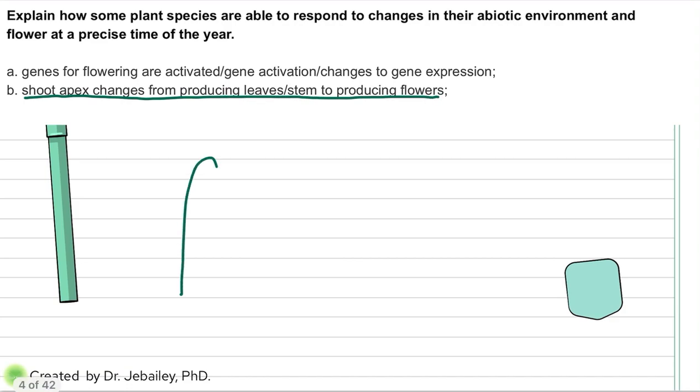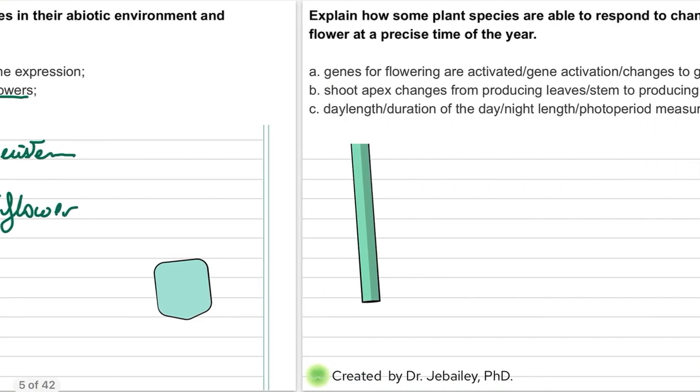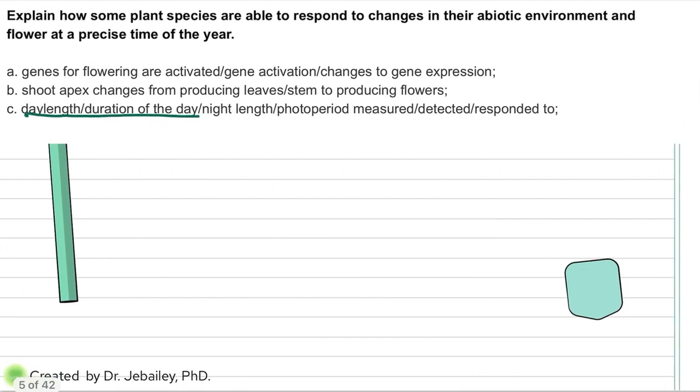So if you remember the shoot apex, which was right here, right? This shoot apex, I was just telling you, they have the meristem. So if you decided it's time to flower, then instead of growing the plant this way or growing a leaf, what does it do? It turns this off and it turns into breaking this into making it a flower. Now, day length, duration of day, night length, part of the phytochrome measure, detector, responded to.